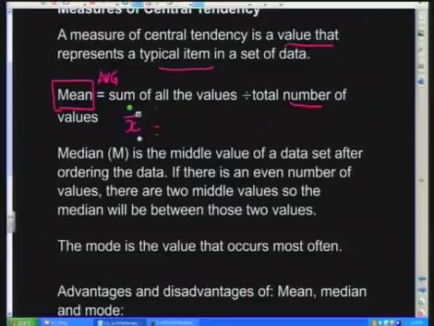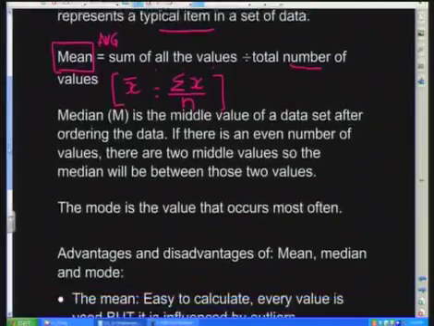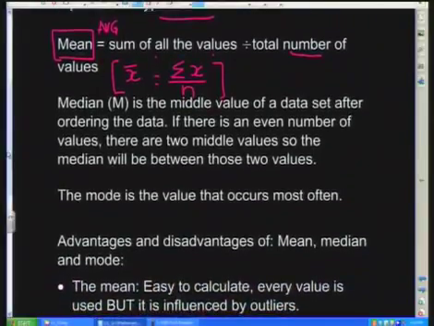And we say it's the sum of all the values in the data set divided by the total number of items. So you might come across the mean written in this way, and that's basically what it means. We're taking the sum of all the values, dividing by the total number of values. Okay, so that's the first measure of central tendency.